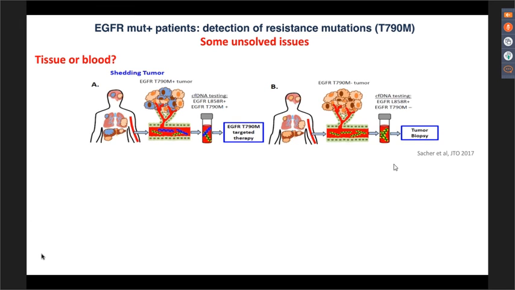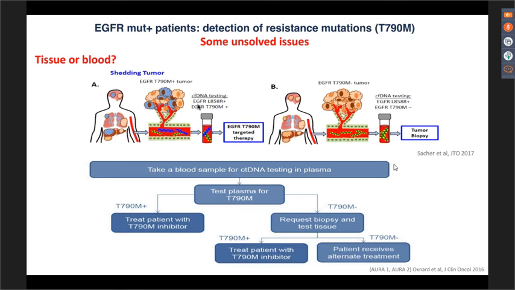In fact, the problem is whether we have a patient that harbors a shedding tumor or a non-shedding tumor. In the case of a shedding tumor, liquid biopsy or circulating free DNA can be analyzed, and we find the resistance mutation if the patient has it. But in the case of a non-shedding tumor, if we don't find the mutations in the liquid biopsy, we still have the possibility of a rebiopsy of the tumor and analyzing the resistance mechanism.